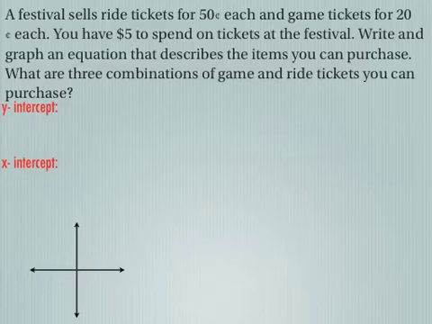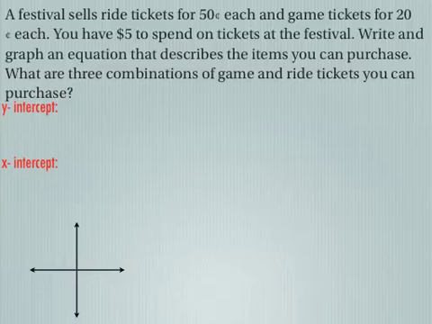The last example says a festival sells ride tickets for 50 cents each and game tickets for 20 cents each. You have $5 to spend on tickets at the festival. Write and graph an equation that describes the items you can purchase. What are 3 combinations of game and ride tickets you can purchase?